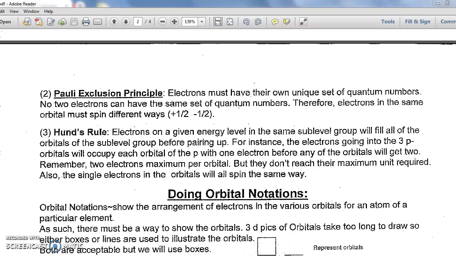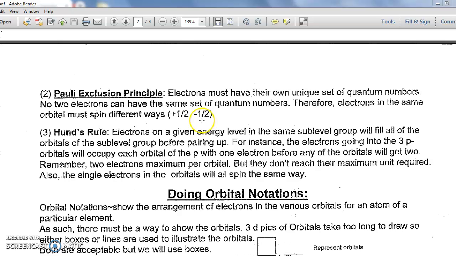But remember that electrons are spinning, and that spinning gives rise to a mini magnetic field. What happens is two electrons in the same orbital have to have different spins.